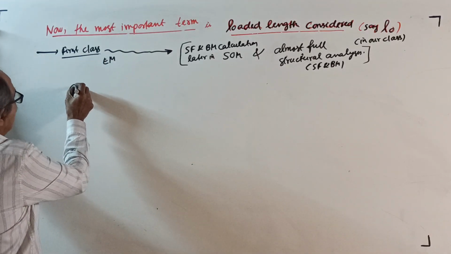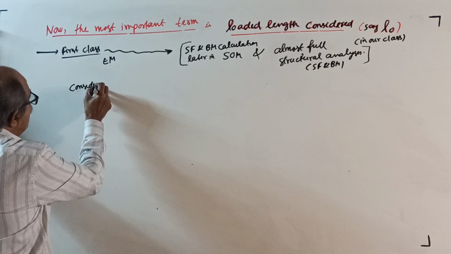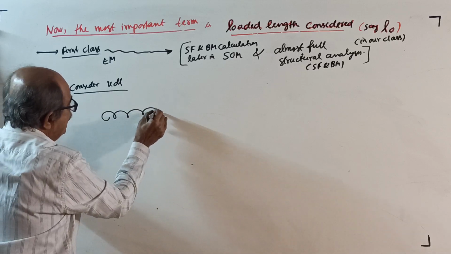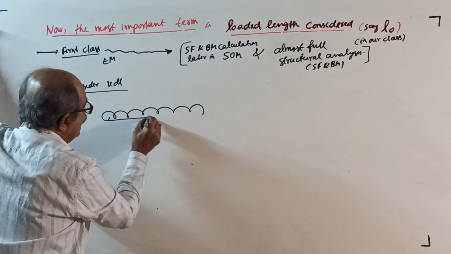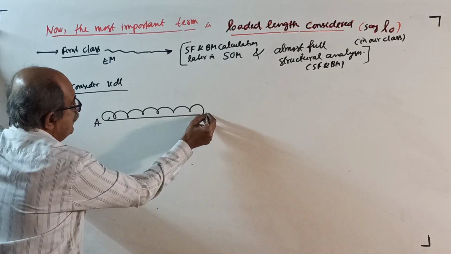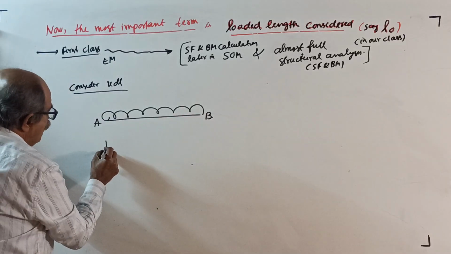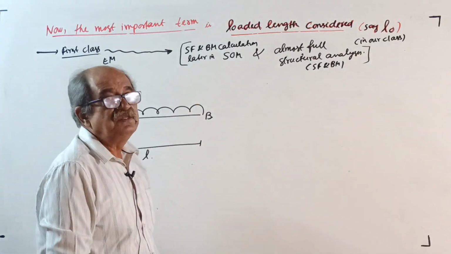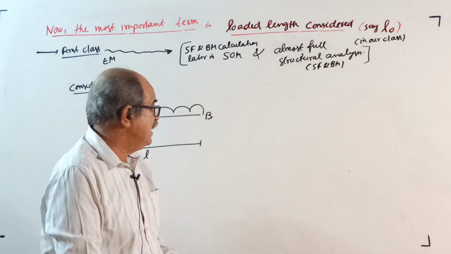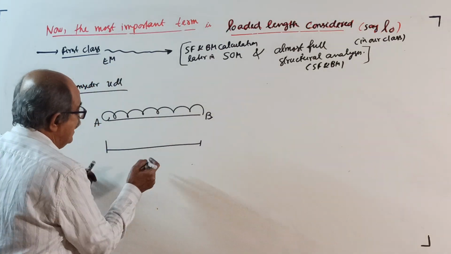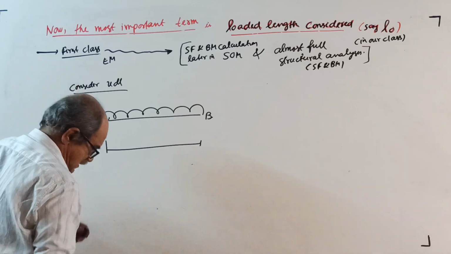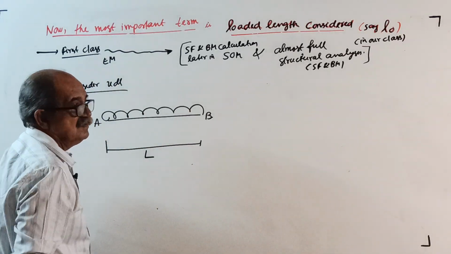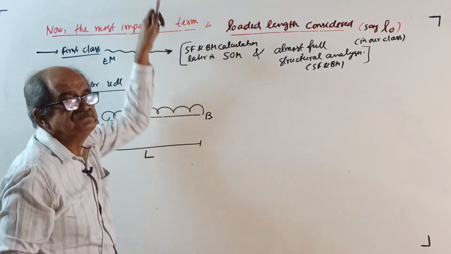Now see, what I told is you consider UDL. Write here, consider UDL. I will consider UDL like this, from A to B, for a length of capital L. It is not the span. I will call this capital L, because a small l I use for span later.